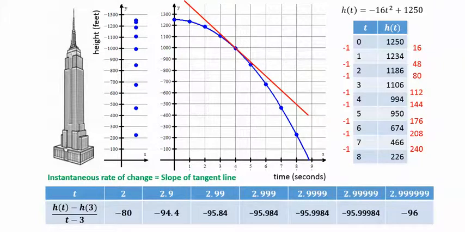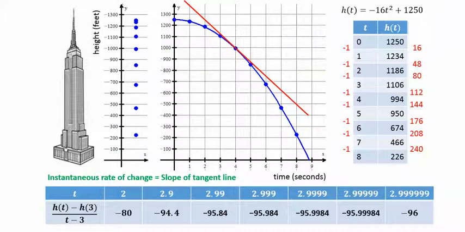When we get to just 1/1,000,000th of a second difference between our data points, the calculator can no longer distinguish between the actual value and negative 96. So from this point, no matter how many 9s we add on to the end of that, the calculator will say the average velocity is negative 96 feet per second, and this is what we'll call the instantaneous velocity, or the instantaneous rate of change of this function at t equals 3 seconds.